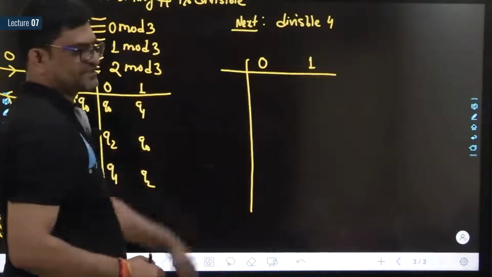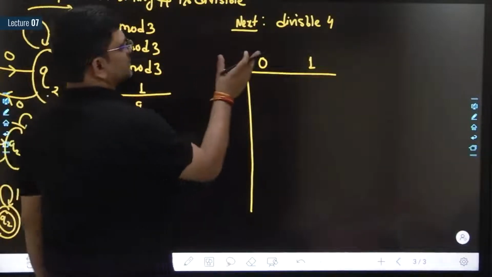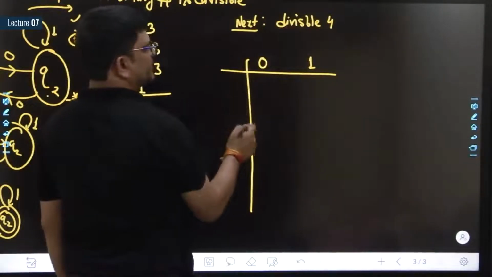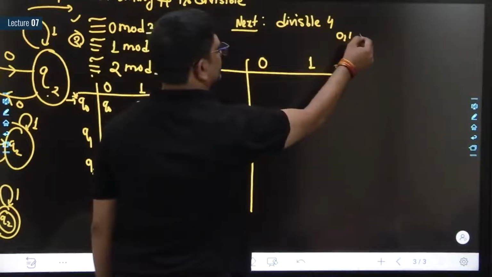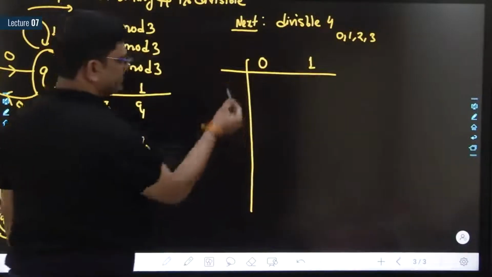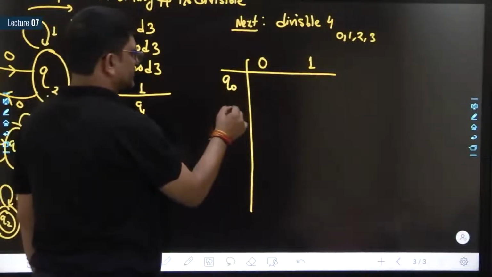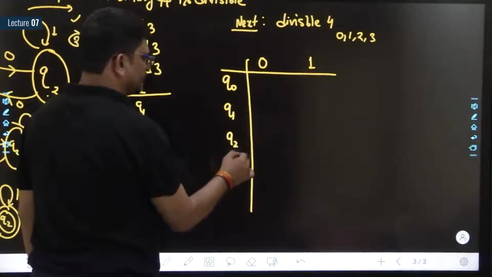How many number of states are possible? Same as the number of remainders. How many remainders? 4: 0, 1, 2, 3. How many number of states? 4: Q0, Q1, Q2, Q3.